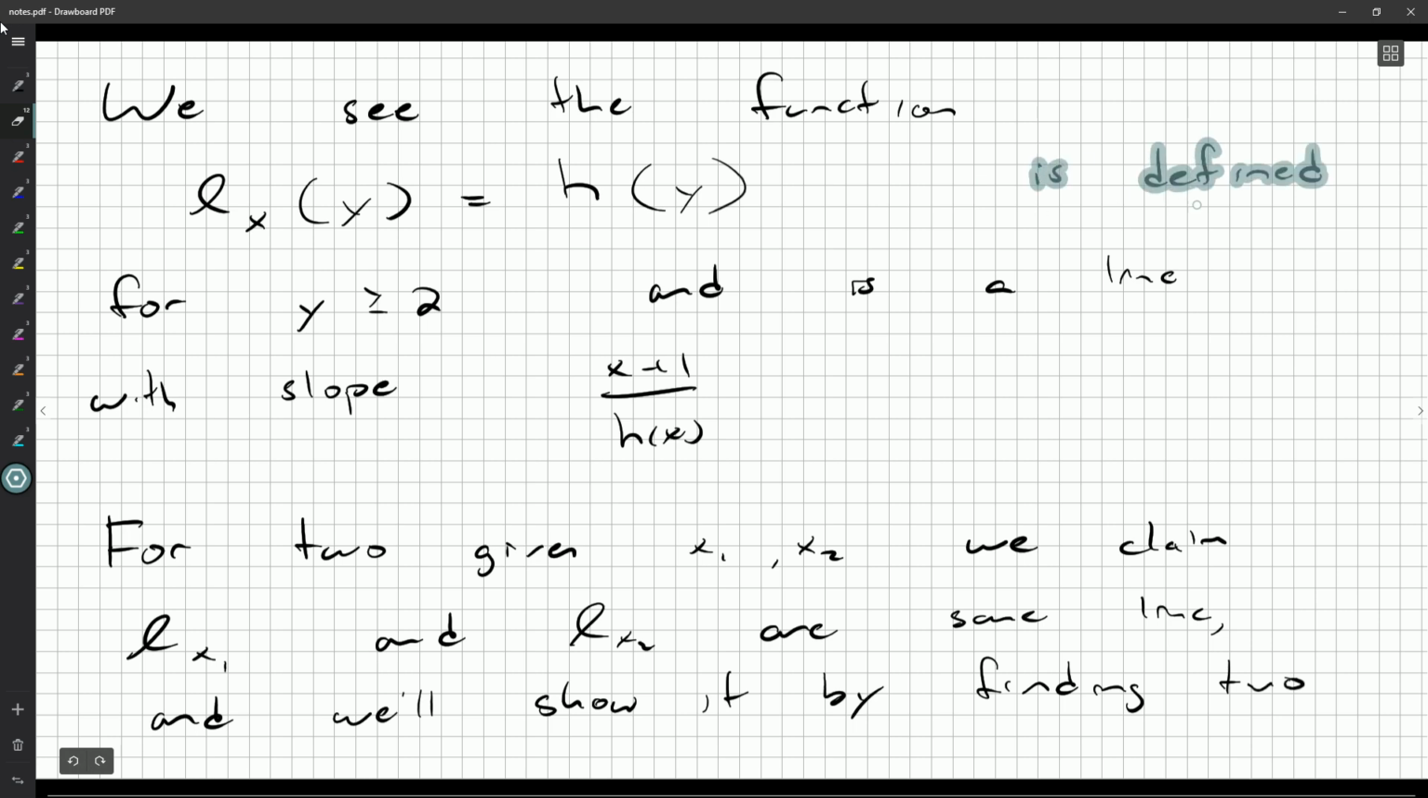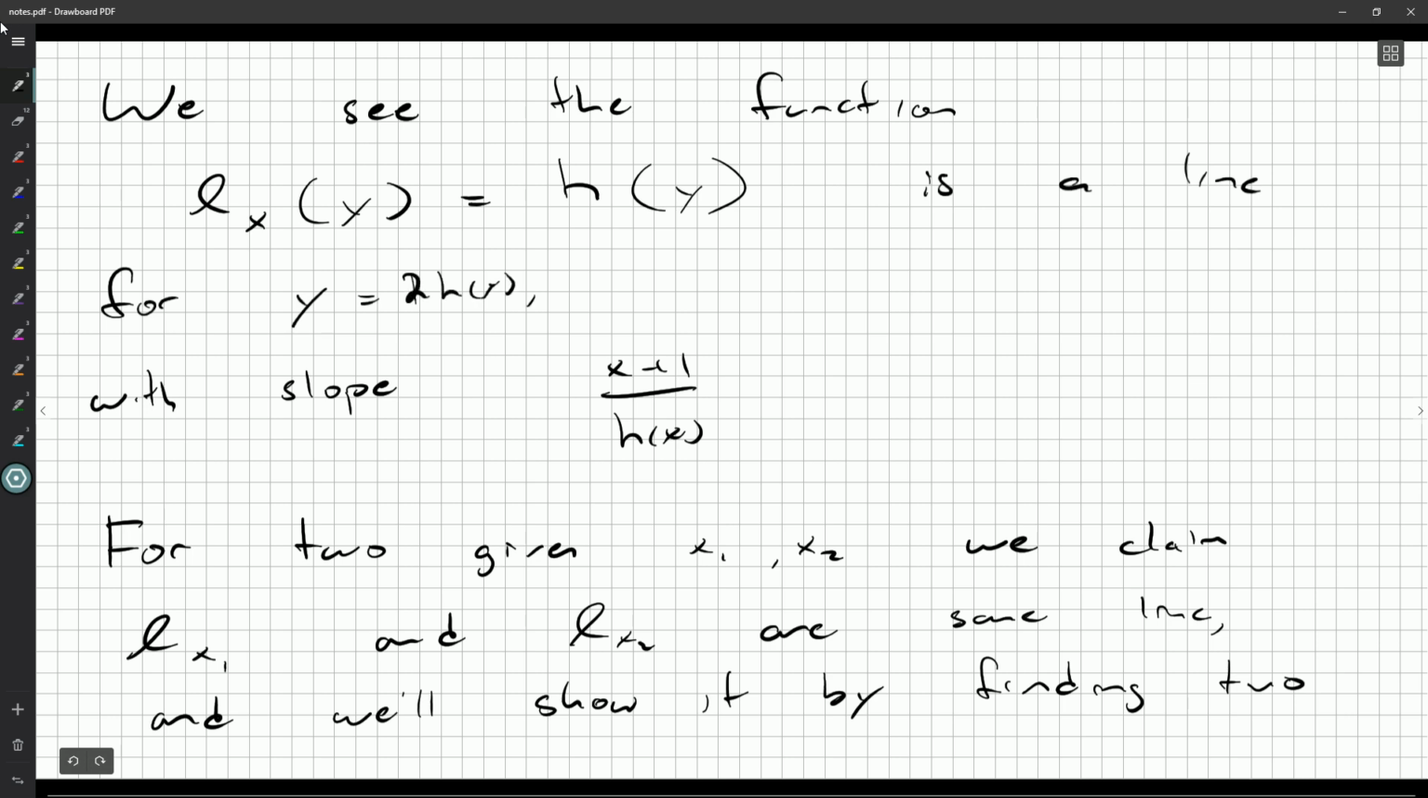So let's say this is a line for any y equal to 2h of x, 3h of x, 4h of x, and so on, with slope equal to. So let's phrase it a little differently.